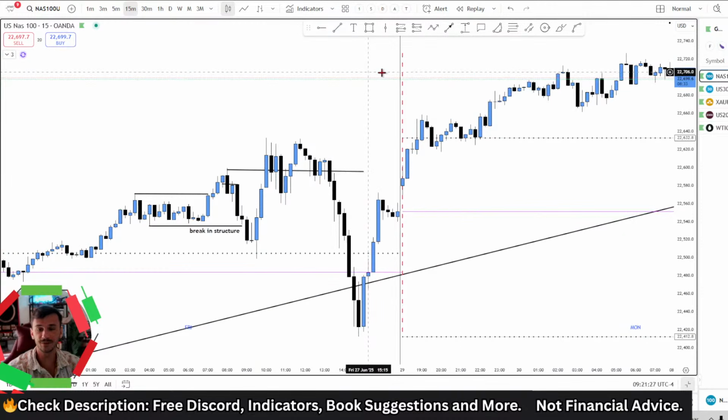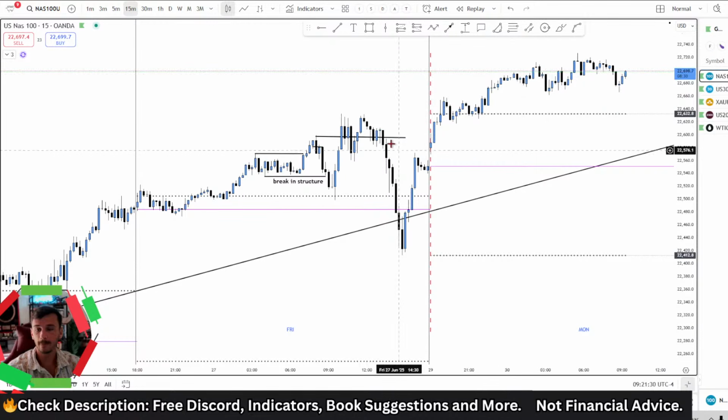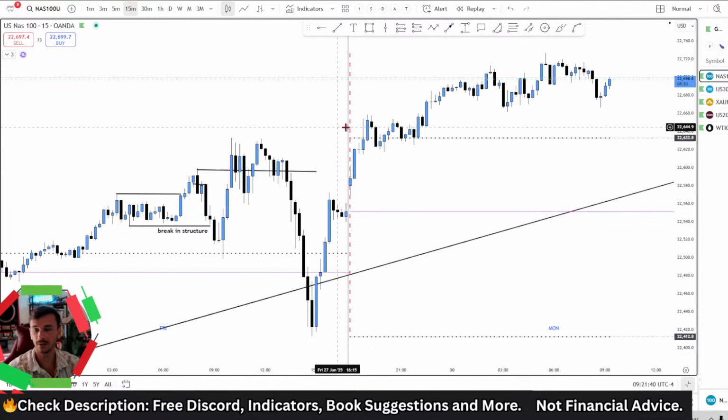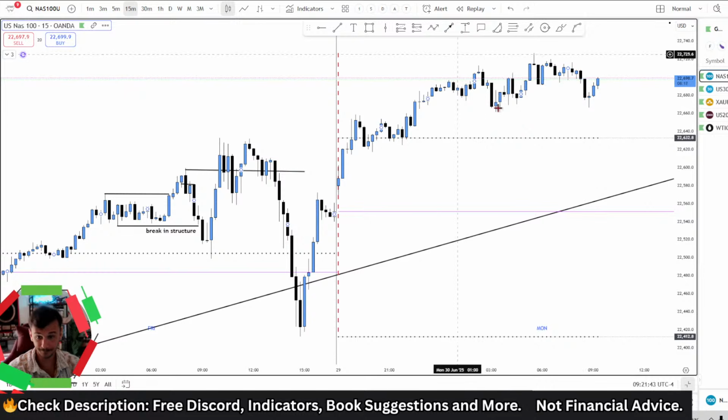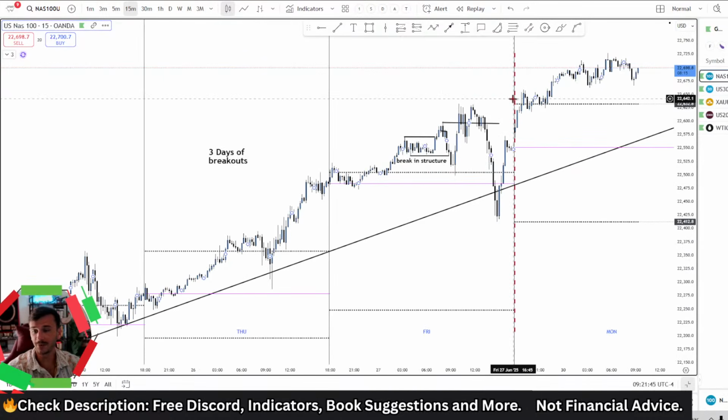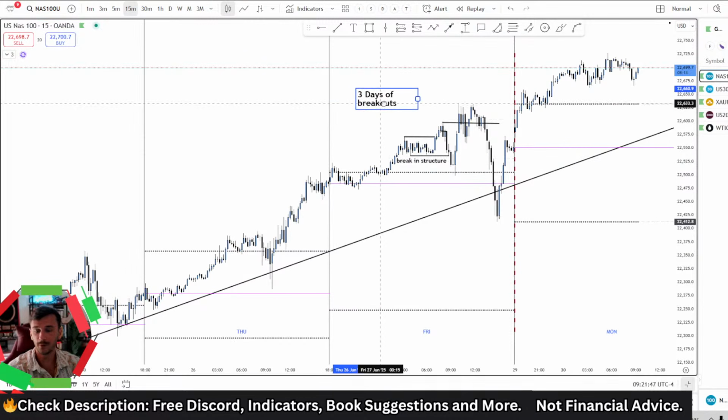And now that leads us into today, right? So we had this afternoon session trade that I did not take part in, because we all traded together on Friday, and obviously I was in the session over here and not able to trade in the afternoon. So today we've got 3 days of breakouts minimum from Friday.